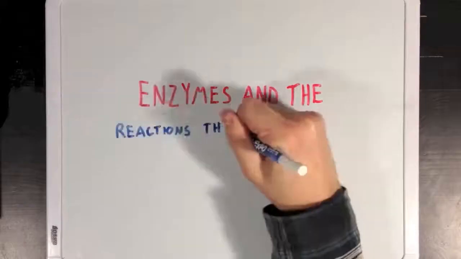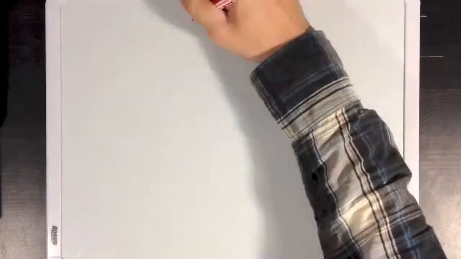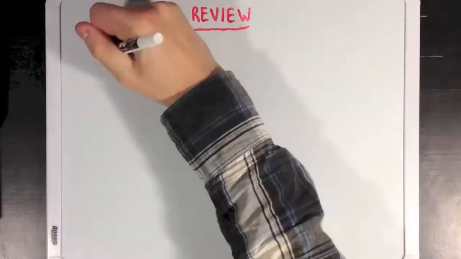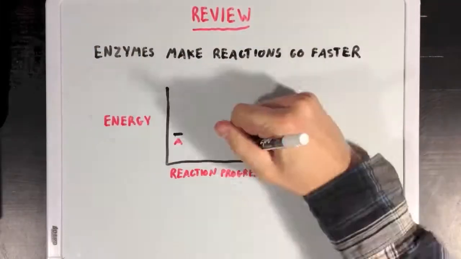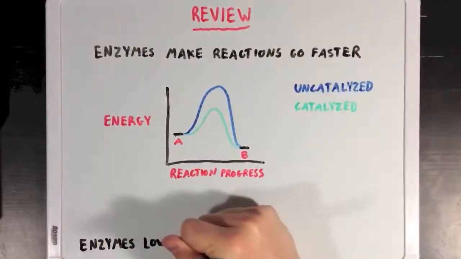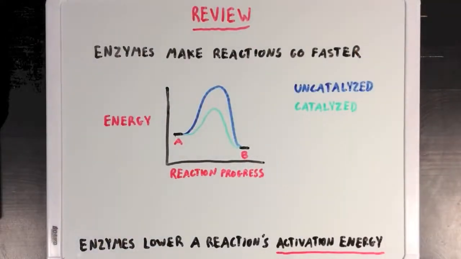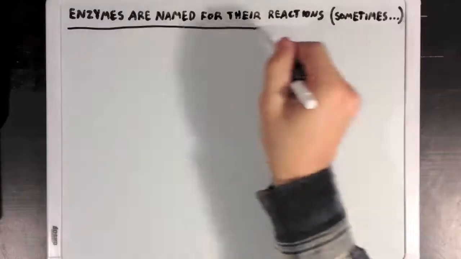So today we're going to talk about enzymes and all the different kinds of reactions that enzymes can catalyze. But before we do that, let's review the idea that enzymes make biochemical reactions go faster. And if you look at a reaction coordinate diagram, you'd notice that enzymes speed up reactions by lowering their activation energy.